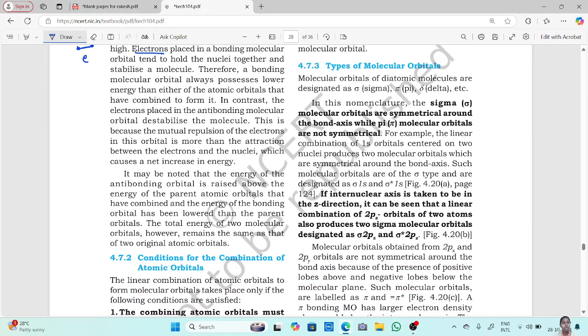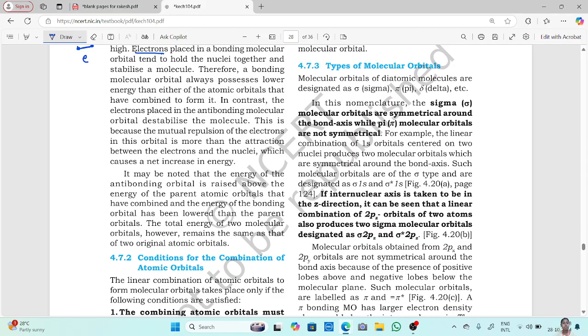Now, in contrast, the electrons placed in the antibonding molecular orbital destabilize the molecule. This is because the mutual repulsion of electrons in this orbital is more than the attraction between the electron and the nuclei, which causes a net increase in energy.